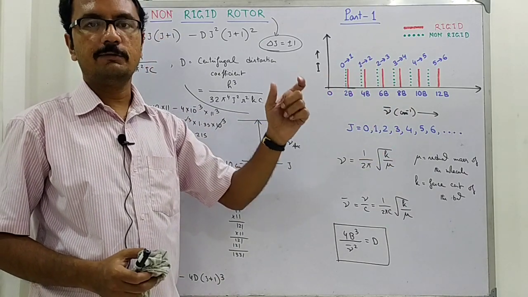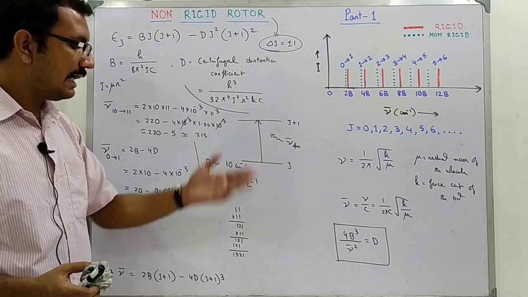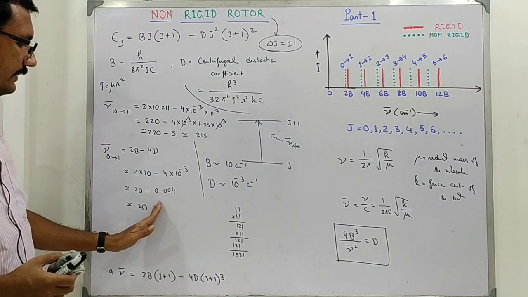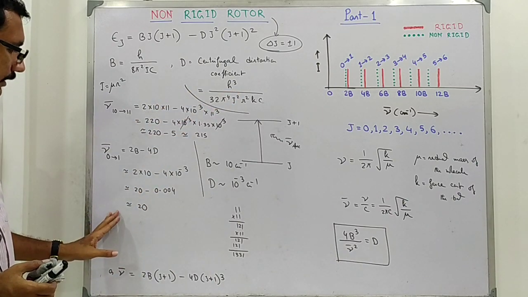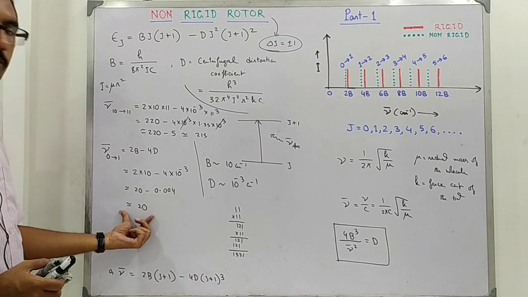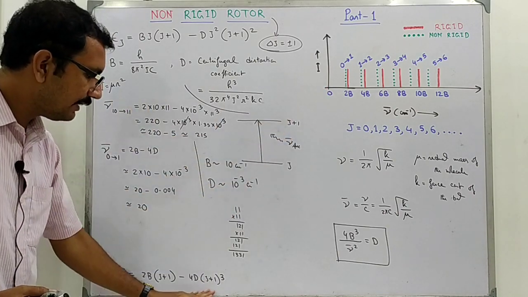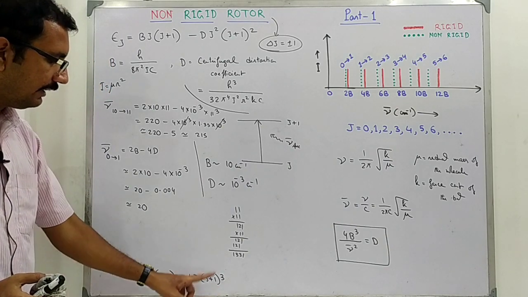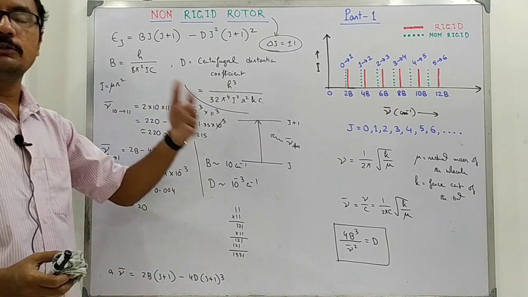Shifting occurs, but to a very small extent, and this shifting becomes important as the J value increases. See, in the ground state transition, at the low values of transition, it is almost negligible. 20 minus 0.004 is giving you 20. But as the J values increase, this J plus 1 whole cube is contributing more, and then the second term, that is the centrifugal distortion coefficient, comes into the picture.